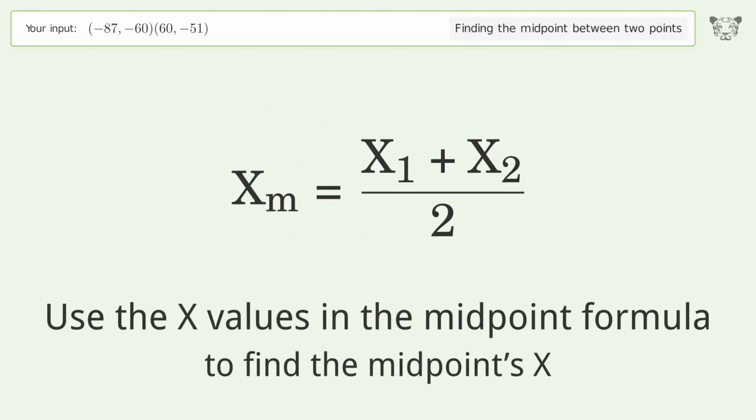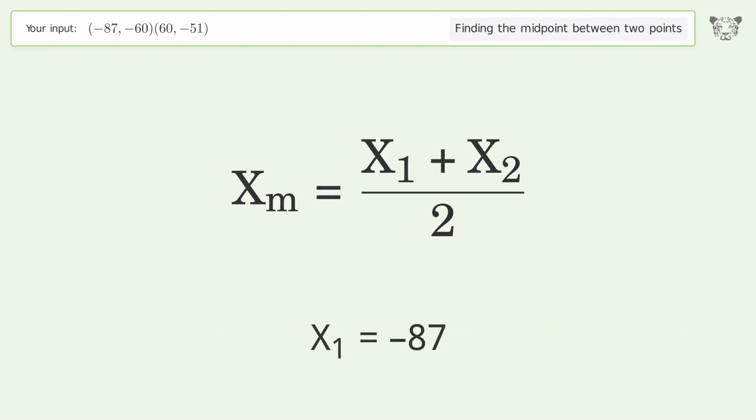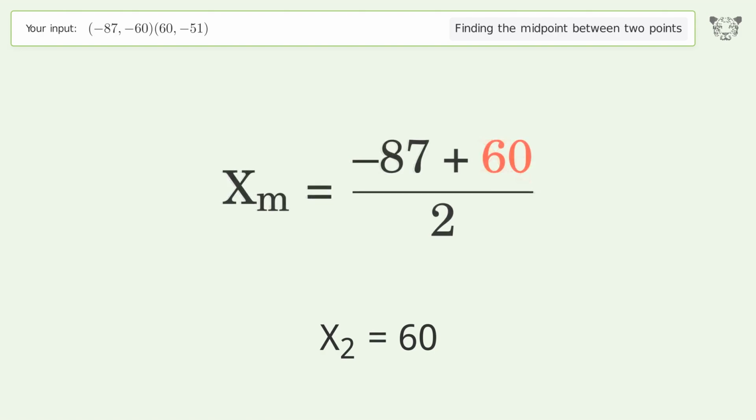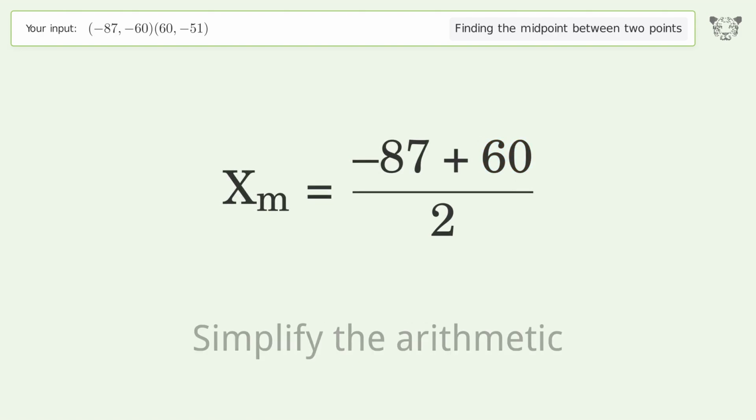Use the x values in the midpoint formula to find the midpoints x. x1 equals negative 87. x2 equals 60. Simplify the arithmetic.